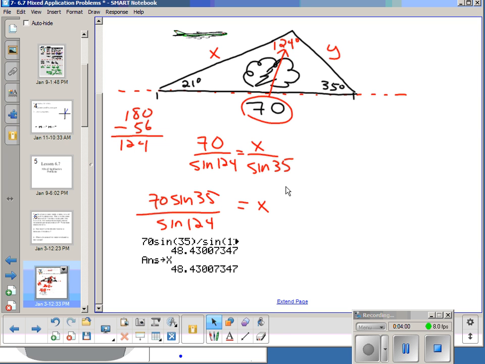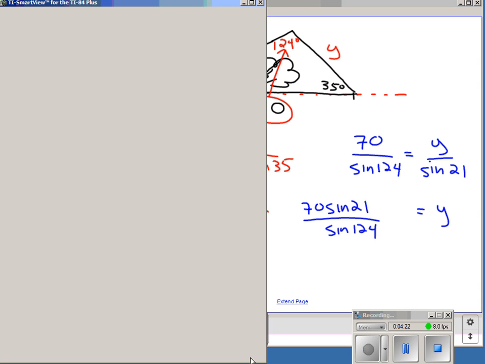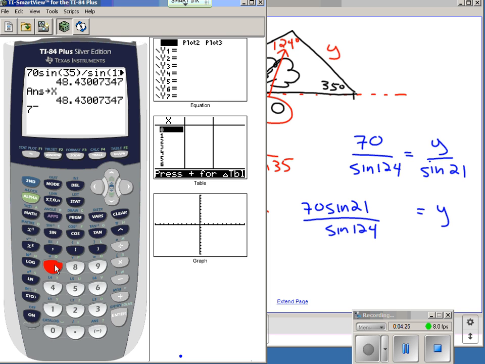Okay. My other thing I need is y, and in this case, law of sines works very similarly. 70 over sine of 124 is y over the sine of the angle opposite to it, which is 21 degrees, and y becomes sine of 21 times 70 over sine of 124. So very similar. I get 70 sine of 21 this time divided by sine of 124. And there's my answer, and I'm going to store that in y because I can.